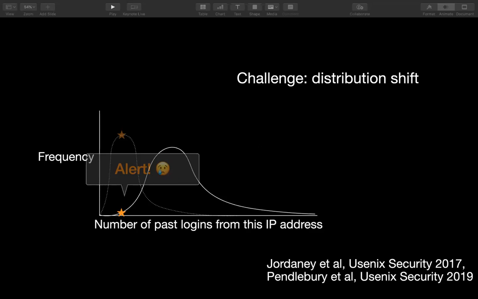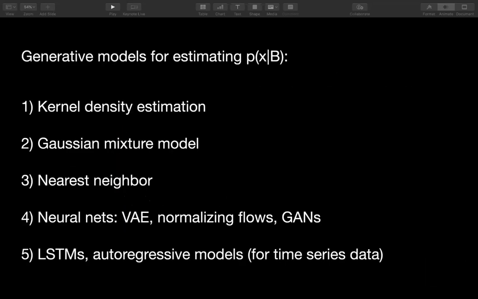One thing you can see from this discussion is that anomaly detection relies very heavily on constructing good probability models, good ways to estimate the likelihood or the probability of an event occurring among benign data, and to learn that from a training set of benign events.